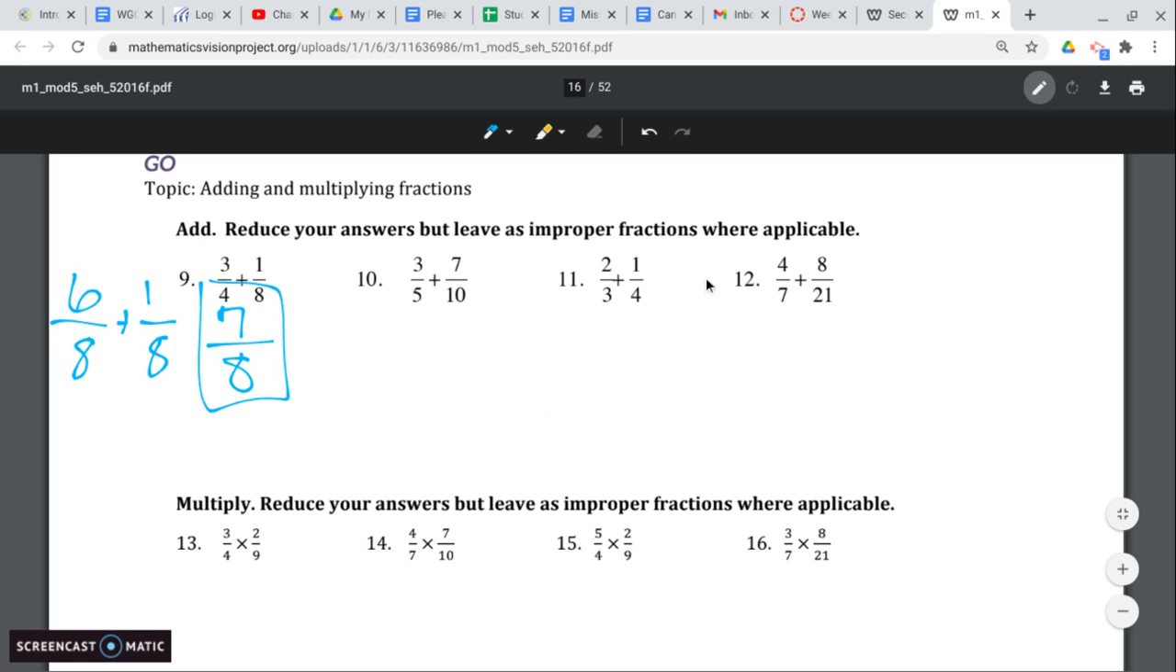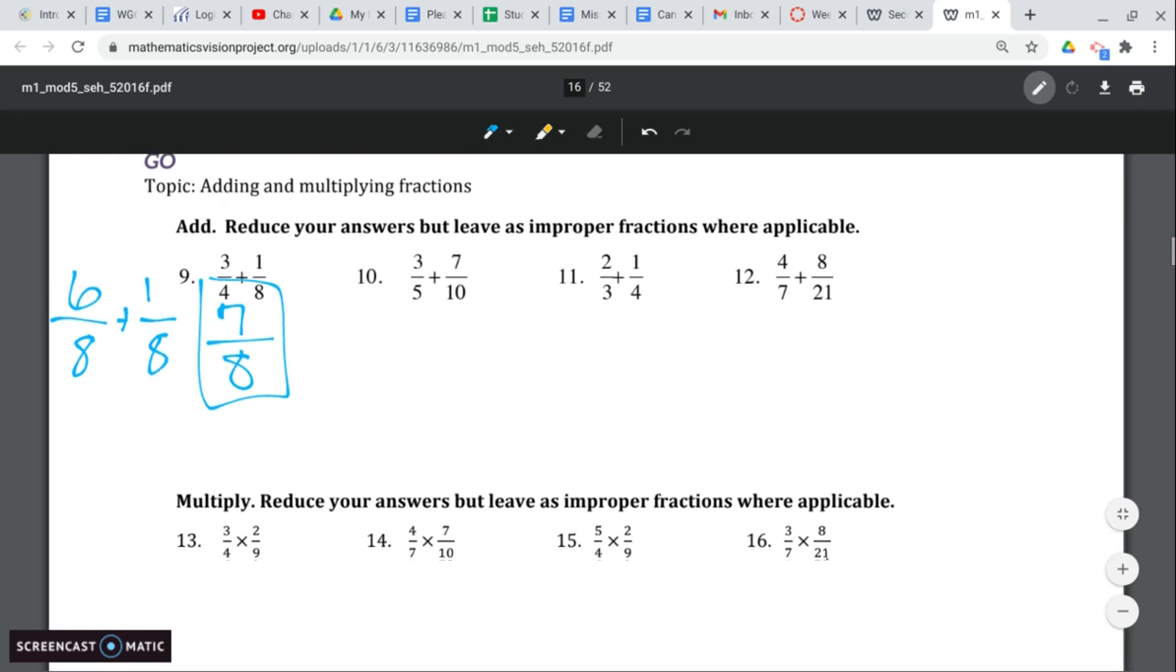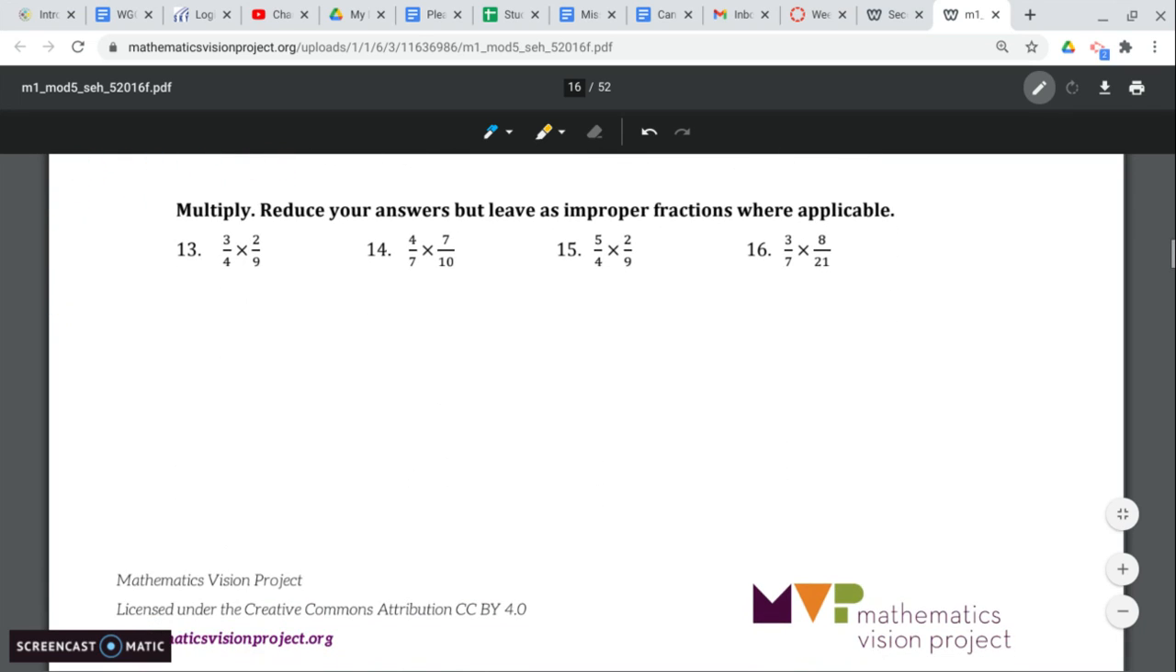So same idea on the rest of these. Find the common denominator, okay? Now, when we multiply, do we have to have a common denominator then? No, that's what's nice about multiplying. We just multiply across the top and across the bottom. So 3 times 2 is 6. 4 times 9 is 36. These two can reduce. Divide them both by 6. We end up with 1/6. There's our solution. So same idea on the rest of these.